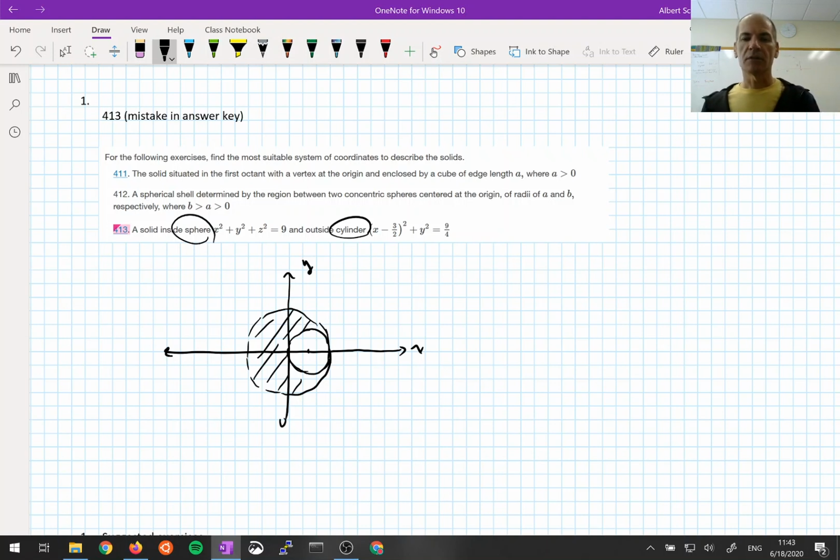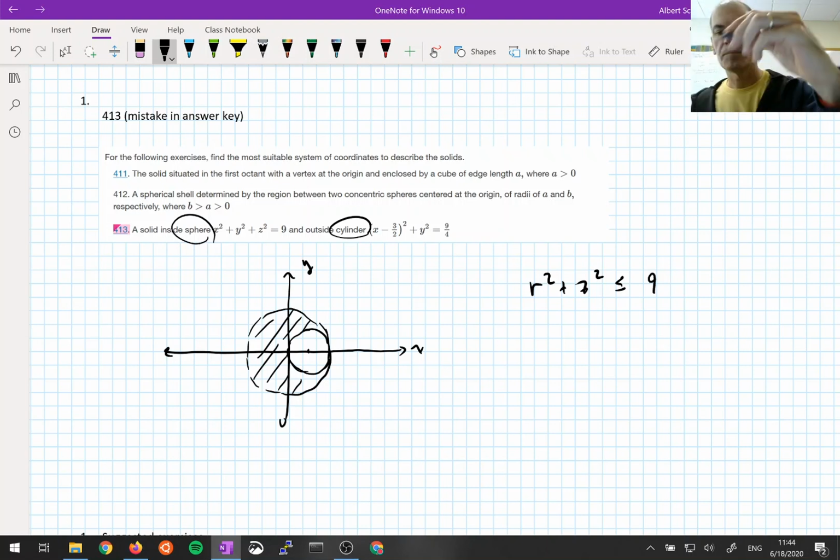Well, how do we describe this using cylindrical coordinates? Let's convert both of these to cylindrical coordinates. In the first equation, we know that x squared plus y squared is equal to r squared, and z squared just goes along for the ride in cylindrical coordinates. And the interior of the sphere is just all of those points that satisfy this inequality. So r squared plus z squared has to be less than or equal to 9. That's everything inside.